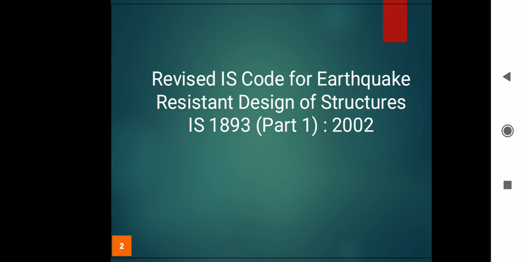In the fifth revision, that is the revision in 2002, with a view to keeping abreast with the rapid development and extensive research that has been carried out in the field of earthquake resistant design of various structures, the committee has decided to cover the provisions for different types of structures in separate parts. Hence, IS 1893 has been split into 5 parts.